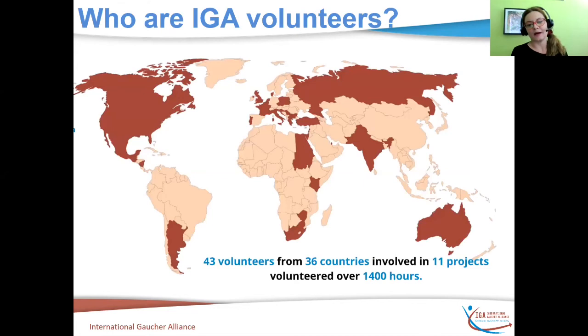This is a very nice map that I love. It shows that we have 43 volunteers from 36 countries, and they are involved in 11 projects. Last year, they volunteered over 1,400 hours, and this is just a ballpark. This is not counting the board members, and not everybody gave their timesheets, as I said before.